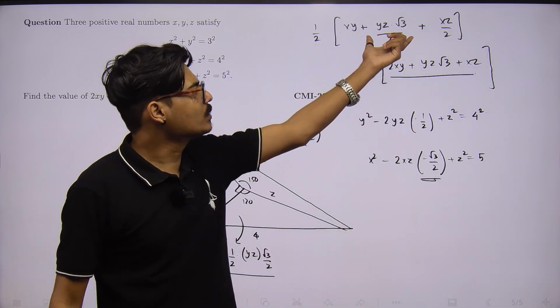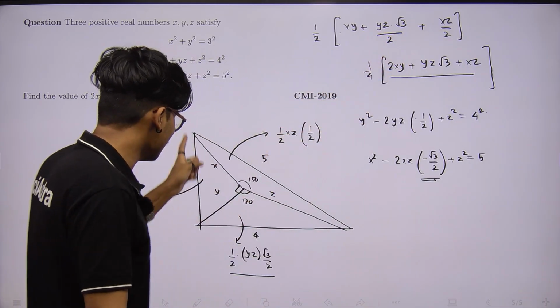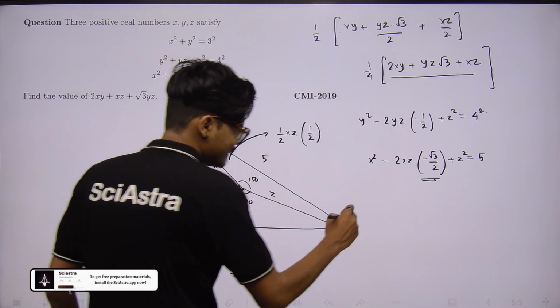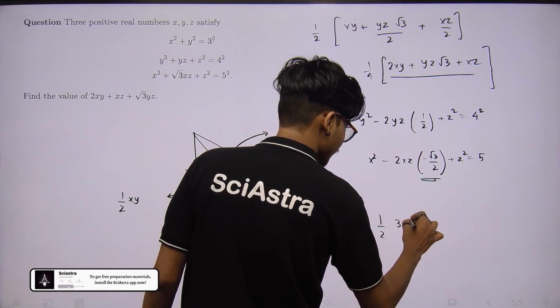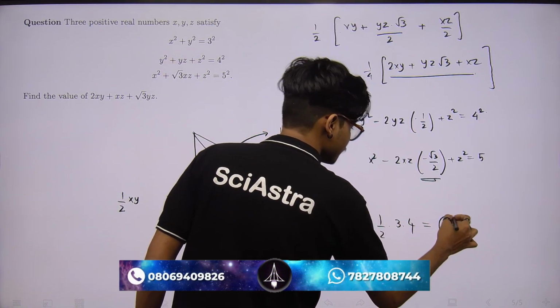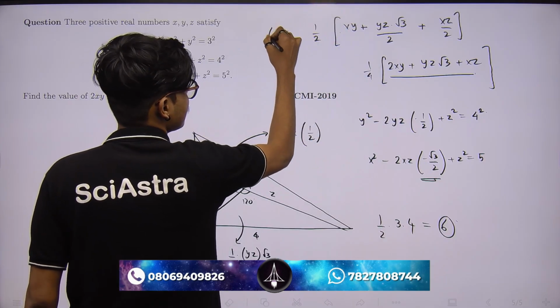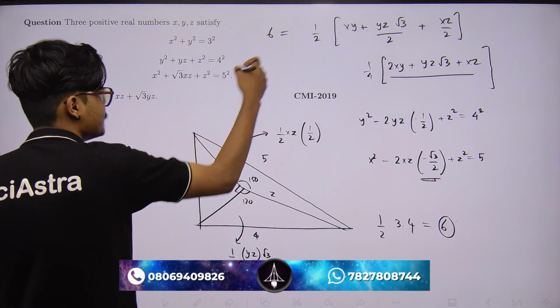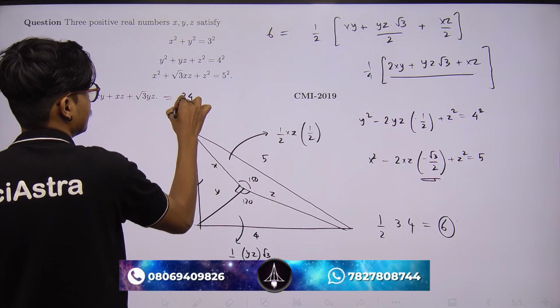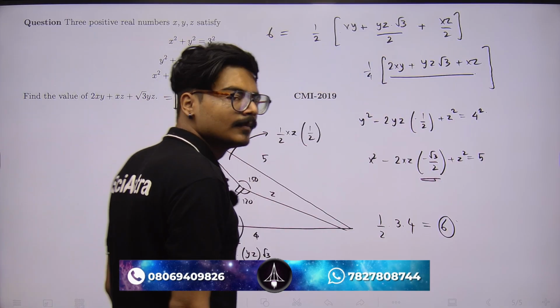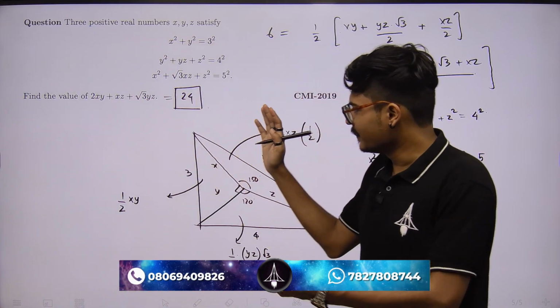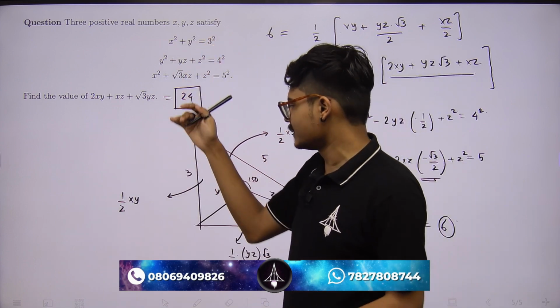Now what is this total sum? This total sum is nothing but the area of the entire triangle, which is nothing but half times 3 times 4, right? So that gives you 6. So this is equal to 6. So the value of this expression should be 4 times 6. So the final answer is 24. Hope you like this problem because it had a very unique approach. It was an algebra question and we converted that to a geometry question.